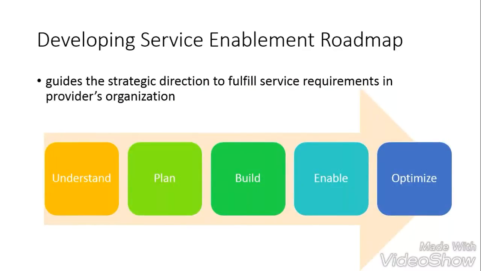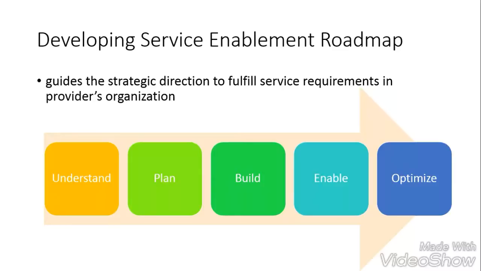Developing service enablement roadmap. It guides strategy direction to fulfill service requirements in the provider's organization. There are 5 stages: understand, plan, build, enable, and optimize. For understand: what business values the services can bring and challenges that need to be overcome. And for plan: analyze the gap between existing IT capability and expected IT capability, and plan for IT business transformation.